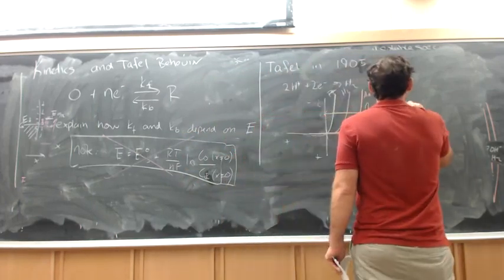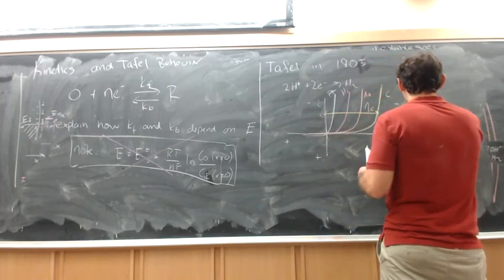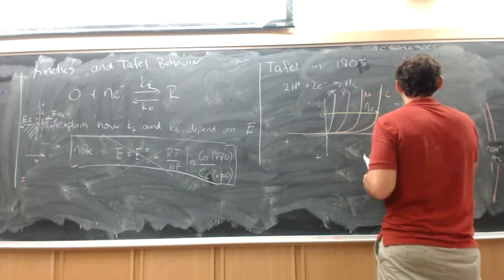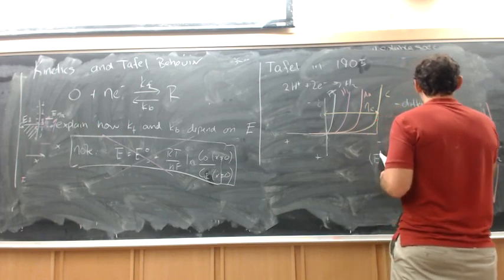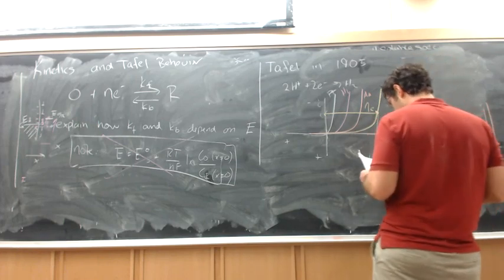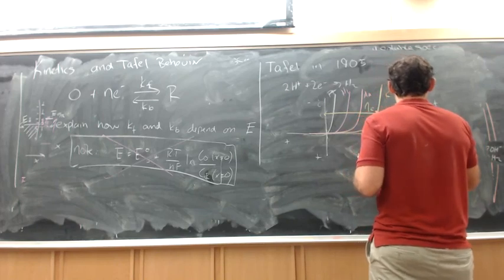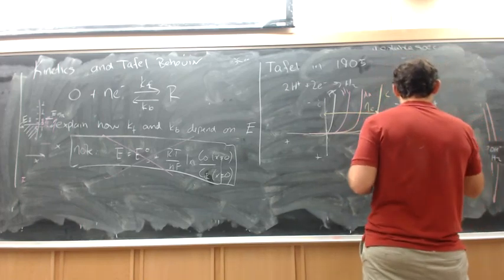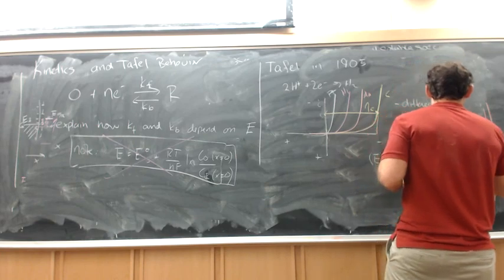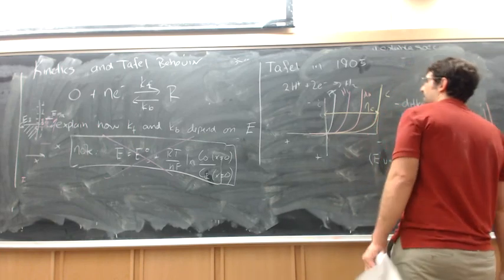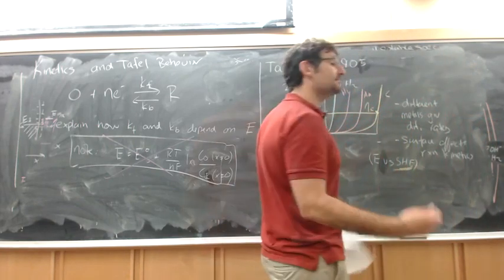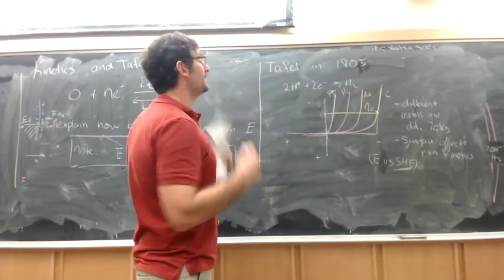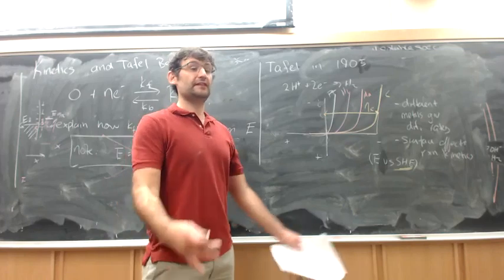So the key is that different metals give different rates, and the surface affects reaction kinetics. Okay, so he recognized this experimental trend, and you can write an expression to fit this data, basically.